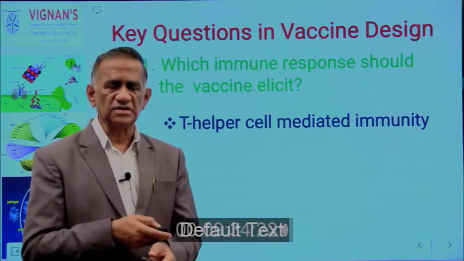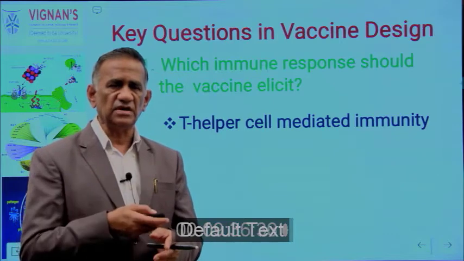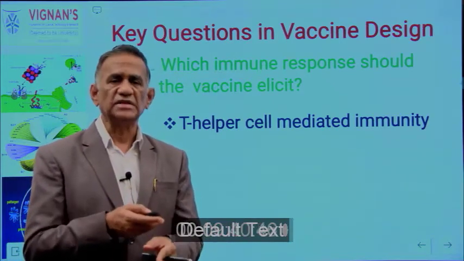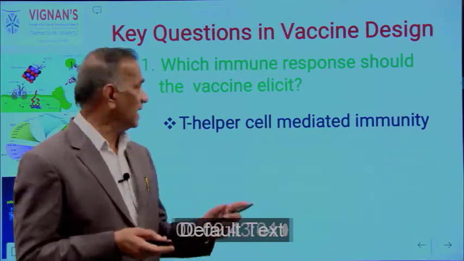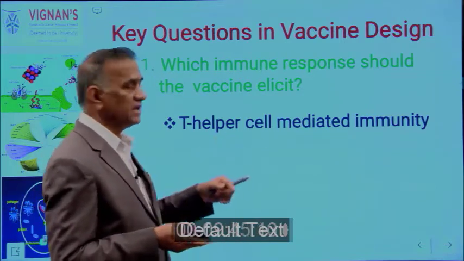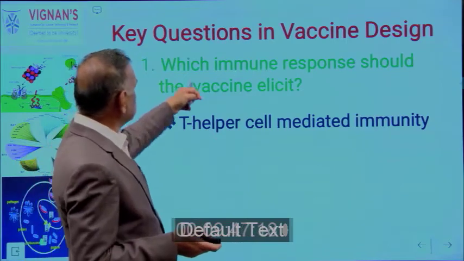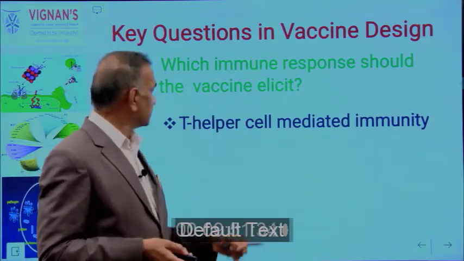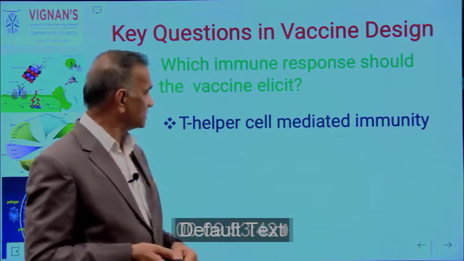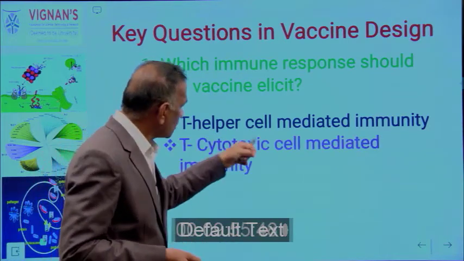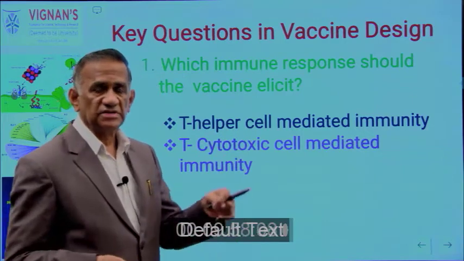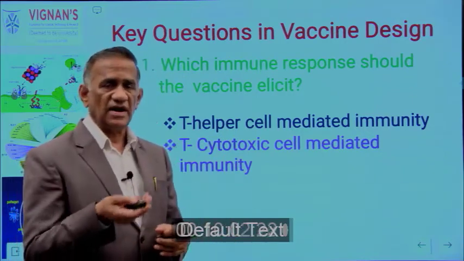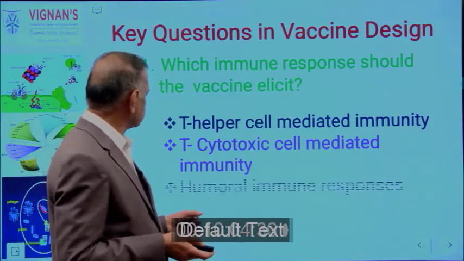Once the vaccine is given, we retain the memory of the vaccine epitope forever throughout our life, that is the purpose. So for maintaining this memory, T cell mediation is required. That is T helper cell mediated immunity. So which immune response should the vaccine elicit? It is the T helper cell mediated immunity, that is the first one. The second one is T cytotoxic cell mediated immunity. T cytotoxic cell mediated immunity is particularly of interest for viral pathogens, viral vaccines.